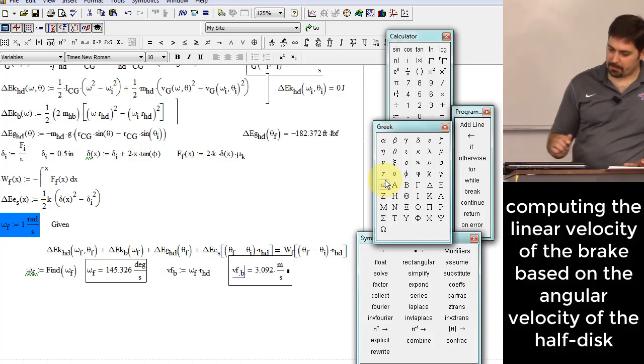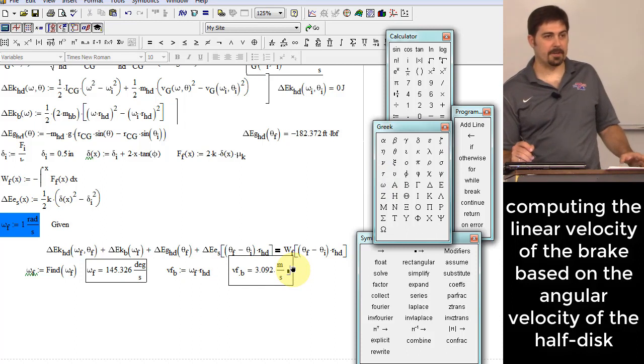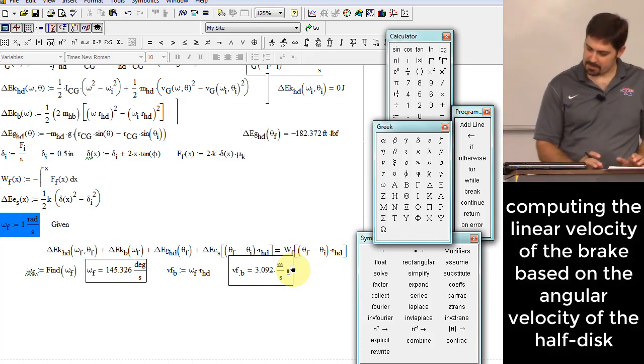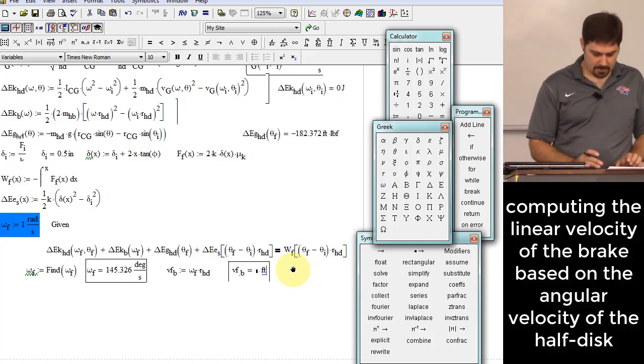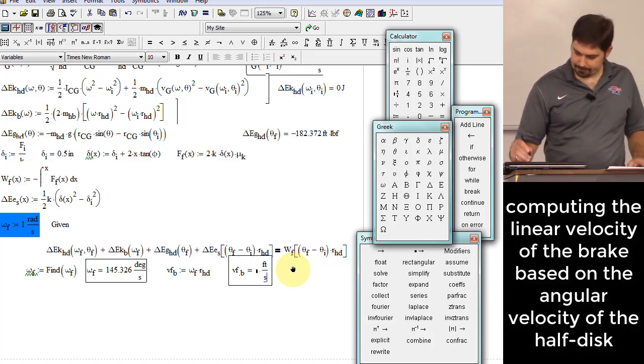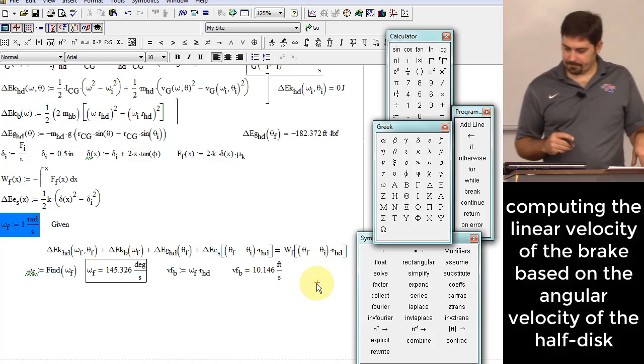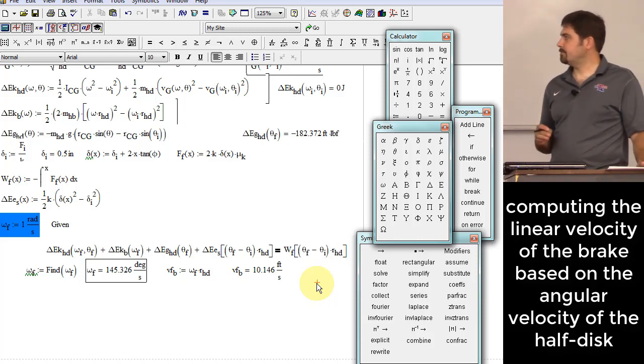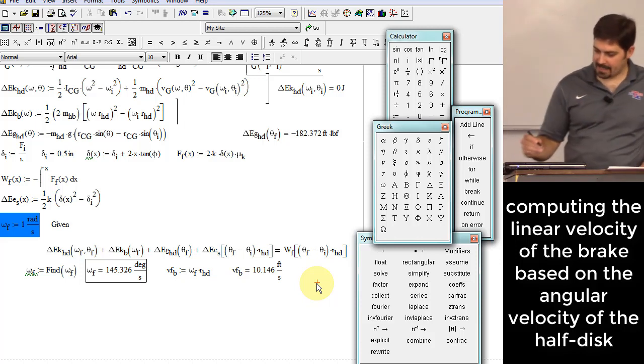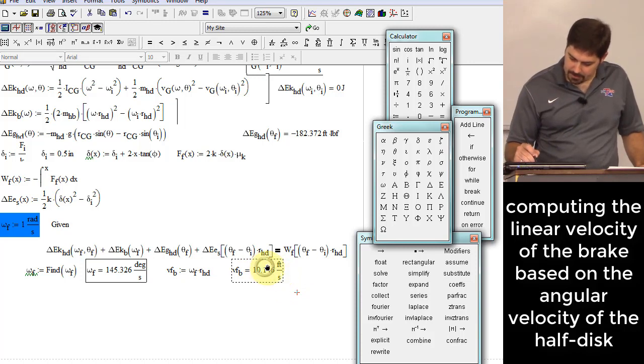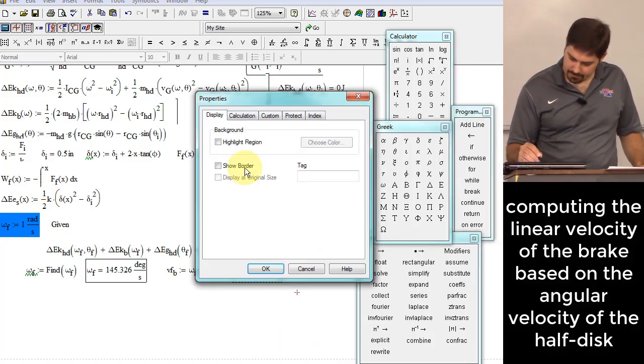There's nothing magical about these letters that I'm choosing here. I'm just trying to make things that make sense to me. Feet per second. Oops. All right, so that's the answer to the first question.